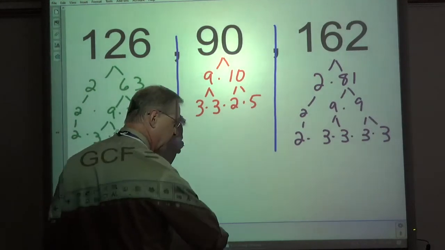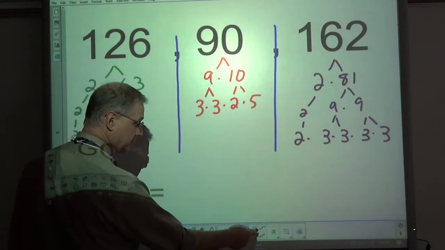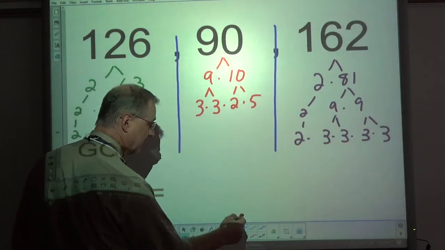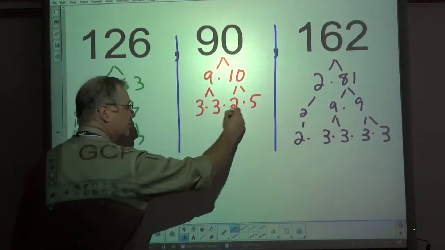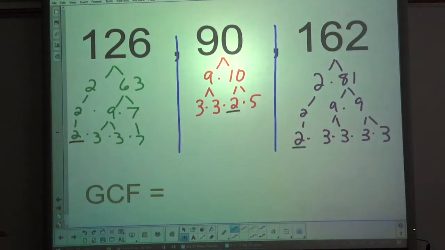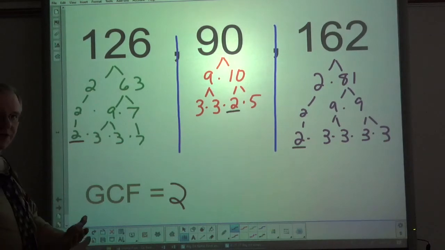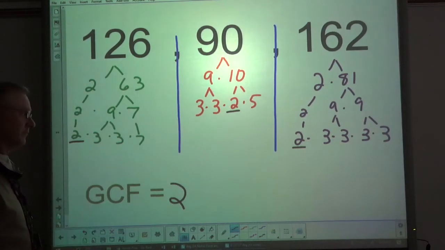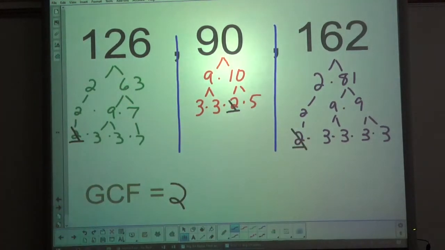So when we go through this, let me pick a color we haven't used. I guess I'll use black. All right. I need something that's in all of these last lines. For example, 2 is here, here, and here. So I underline it in all 3, and then I write it down in the GCF once. Now, to make sure I don't make a mistake and recount something, I'm going to make a slash through it so that I know I've used up that 2. It has to be in all of them to count.